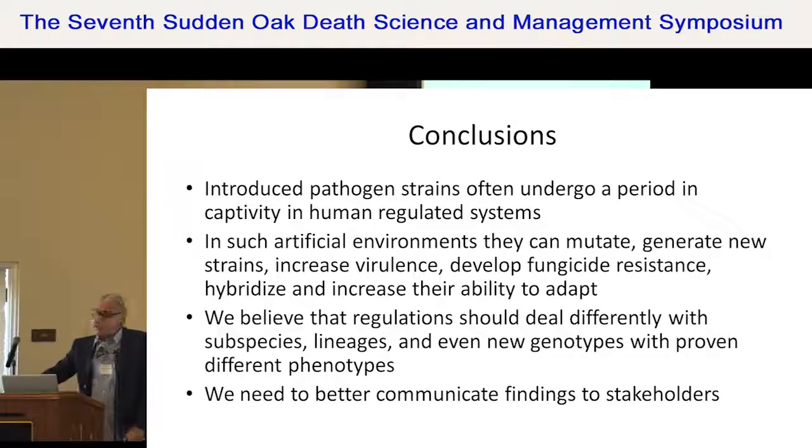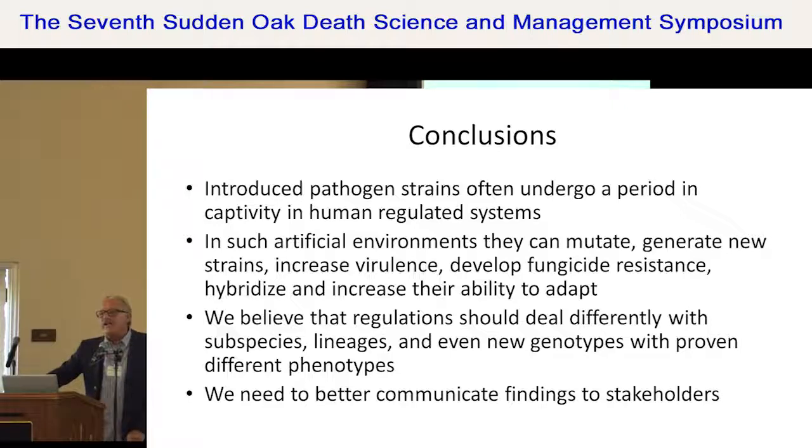So, conclusions. Introduced pathogen strains often undergo a period in captivity in human-regulated systems. In such artificial environments, they can mutate. They can generate new strains, increase virulence, develop fungicide resistance, hybridize, and increase their ability to adapt, which means they increase their ability to invade natural ecosystems. I believe the regulator should deal differently with subspecies, lineages, and even new genotypes for which we have been able to prove a different phenotype.